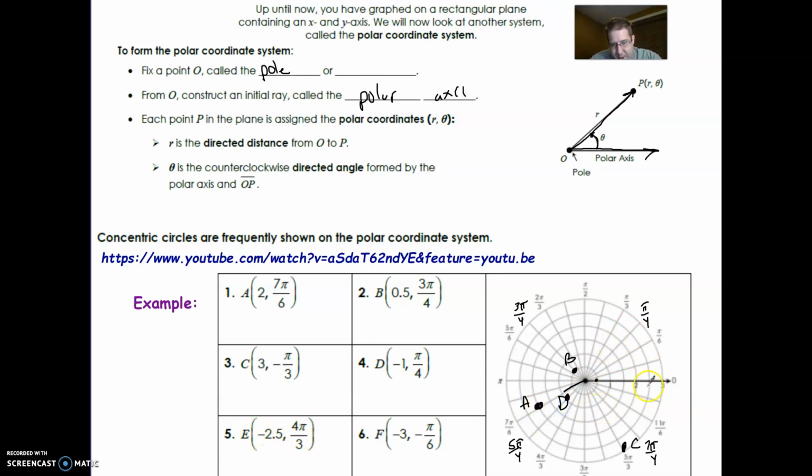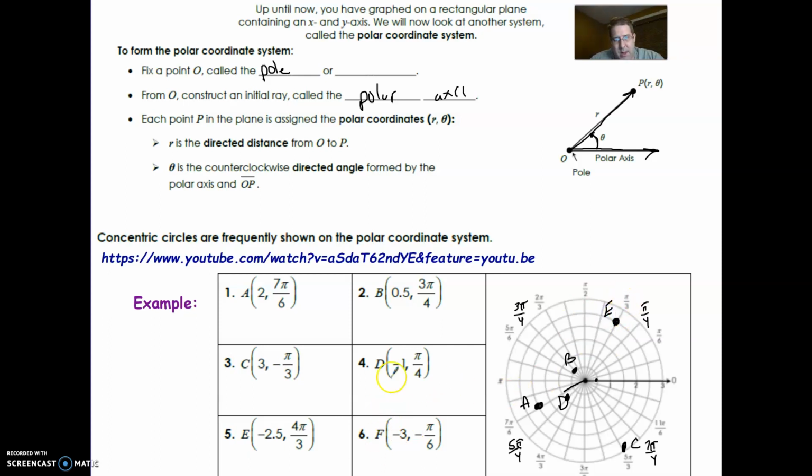Next is -2.5, 4 pi over 3. Okay, so positive 4 pi over 3 is right here. So that's in this direction, but it's negative, so it's not going to go towards 4 pi over 3. It's going to go over towards pi over 3. 2.5 looks to be right there, because there's 2, there's 3, and that's the line in between for 2.5. And that would be letter E.